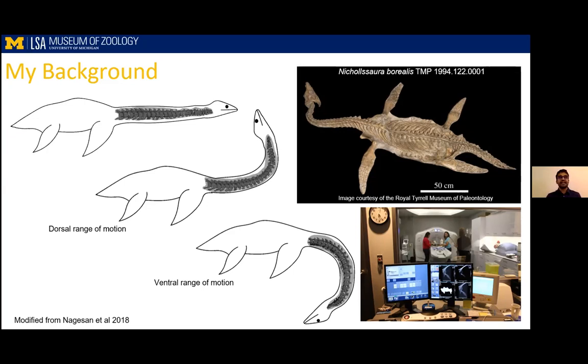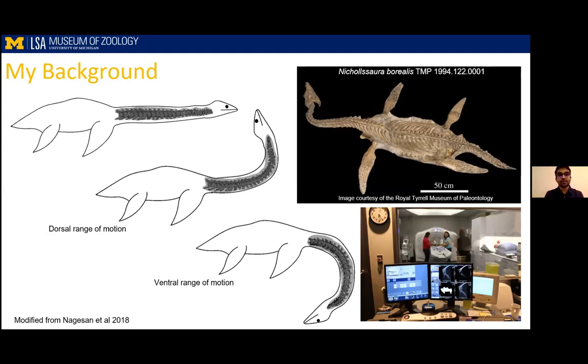To try and answer questions about its functional morphology and biomechanics, I found a specimen, the one that you can see on screen at the top right, called Nichollssaura borealis, and we literally stuck it into a medical CT scanner and created a series of 3D models of its cervical vertebrae. And as you can see in my cartoon of a plesiosaur on the left-hand screen, we did a series of range of motion manipulations to look at how this particular structure may have functioned. So we looked at dorsal flexion, ventral flexion, as well as lateral motion of the neck to try and determine something about the ecology of this particular group of animals.